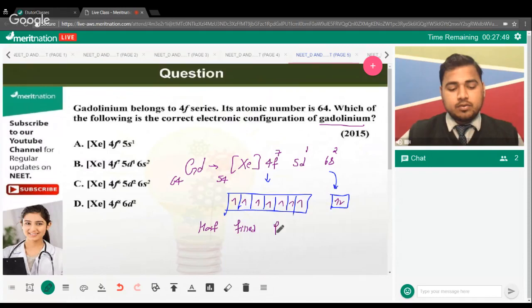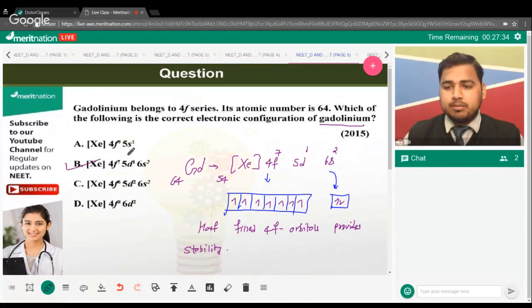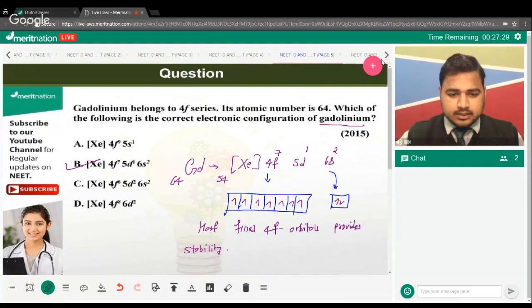Half filled 4f orbitals provide stability. So that's why this will be our correct answer. Very simple question, not a very big deal. Let's talk about the next question.